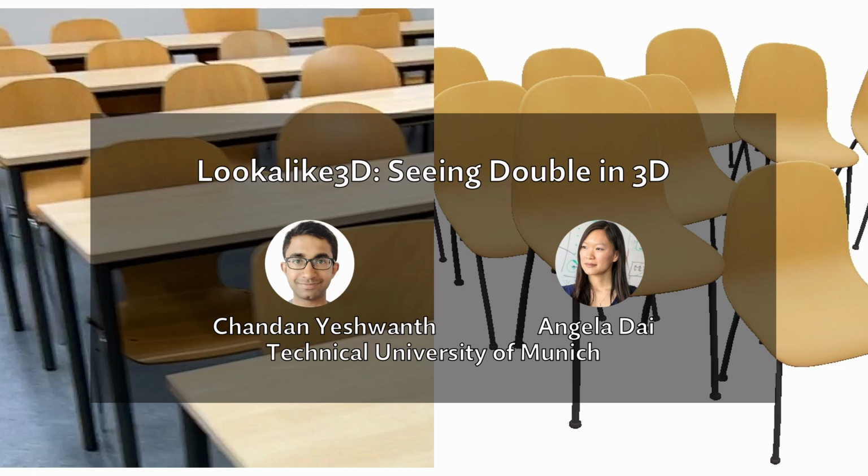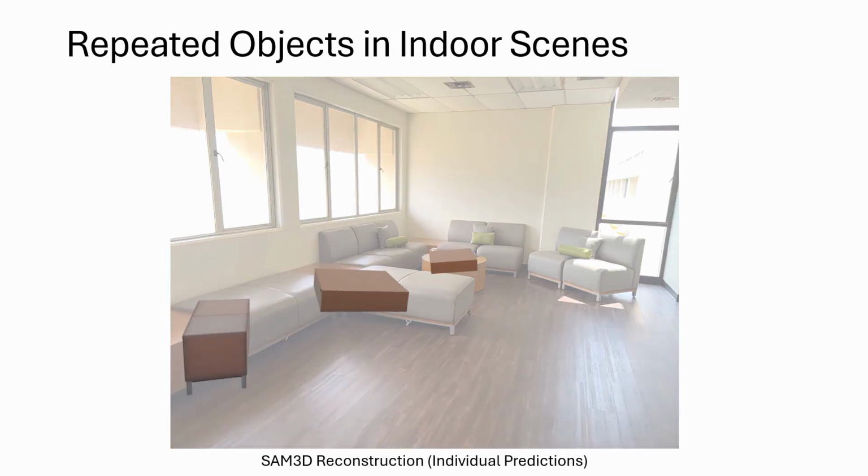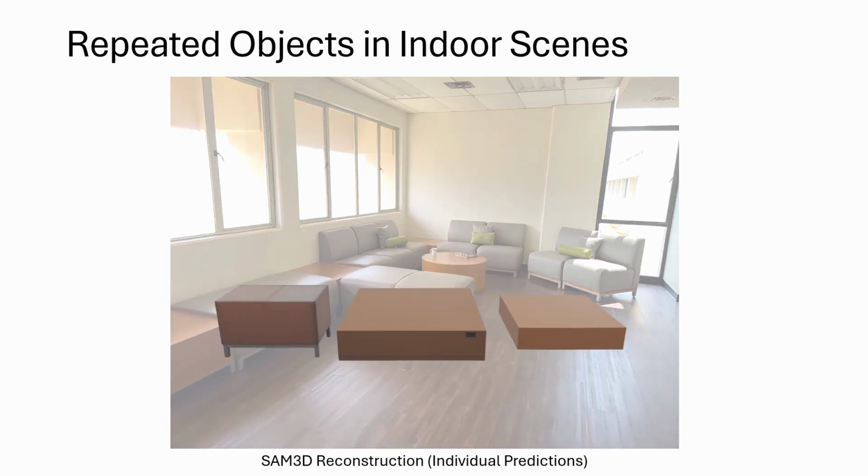We present Lookalike3D, a model for identifying identical and similar objects in 3D scenes. Repeated objects are extremely common in indoor environments. For instance, the three small tables in this scene. However, state-of-the-art 3D perception and generation methods, such as SAM3D objects, largely handle objects independently. This results in inconsistent reconstructions in the scene.